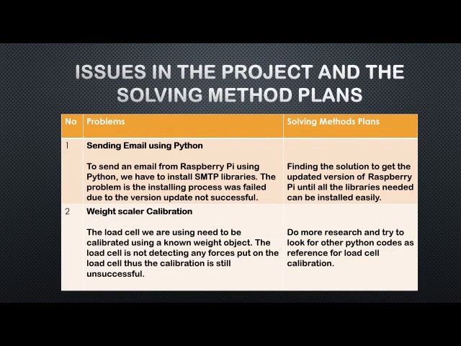Next, for the current issues in the project and the solving method plans, the first problem is sending email using Python. To send an email from Raspberry Pi using Python, we need to install the SMTP libraries. However, the problem is the installing process failed because the version update was not successful. So, we had to solve it by getting the updated version of Raspberry Pi until all the libraries needed could be installed.